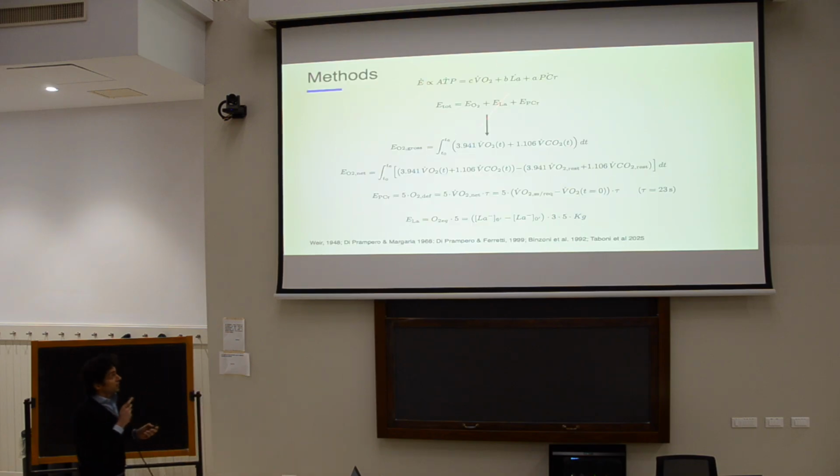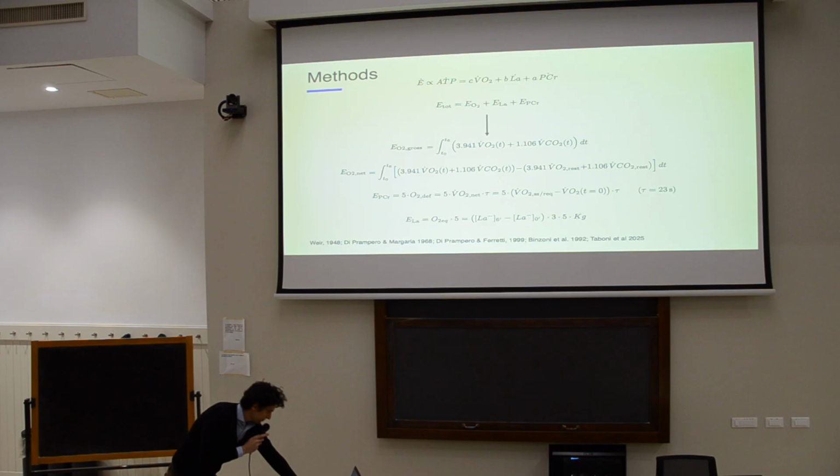And these are the equations that we used. Of course, we know we have 3 systems to produce energy, and if we shift from power to energy, we have the energy from oxidative metabolism, where we use the time integral of the net oxygen consumption and the gross oxygen consumption. Then we estimated, with equations present in the literature, the alactic component of the anaerobic metabolism, and then we used the lactate equivalent of oxygen to have an idea of the anaerobic lactic metabolism.